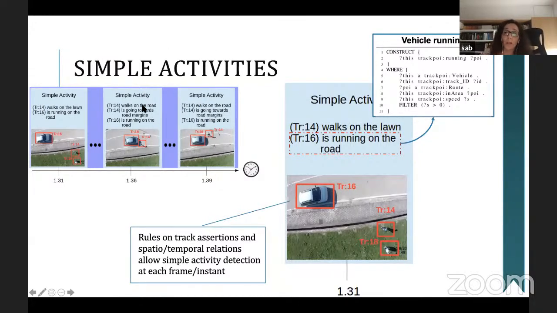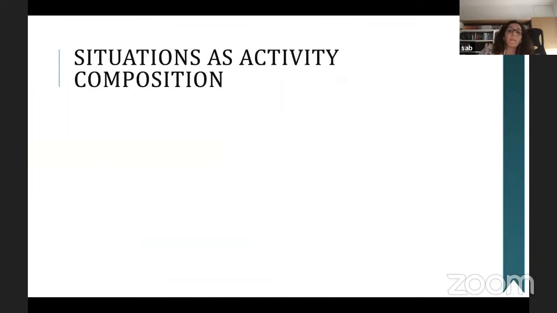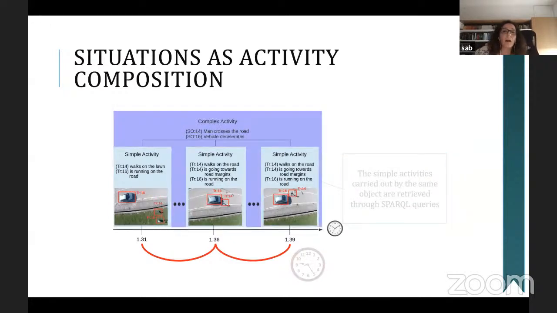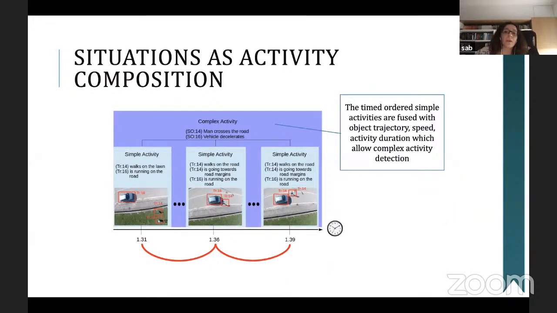We can collect all the simple activity over our video and over time. In general, the complex activity, or the situation, we can say, is a composition of simple activity, and we can collect simple activity by a query applied on the same identifier, the same object, and at the same time the simple activities are merged with the object trajectory, speed, and activity duration in order to collect the complex activity.